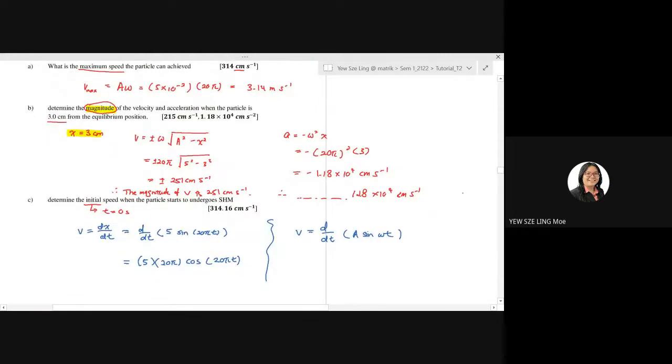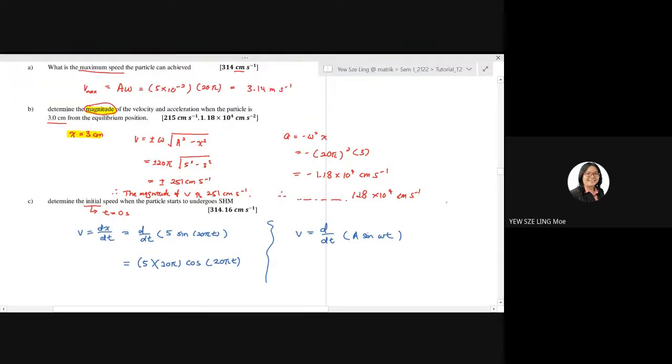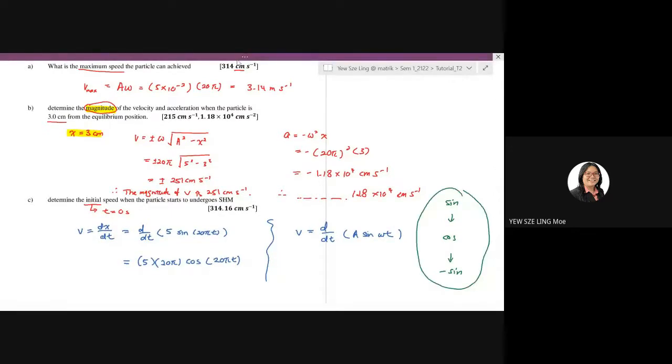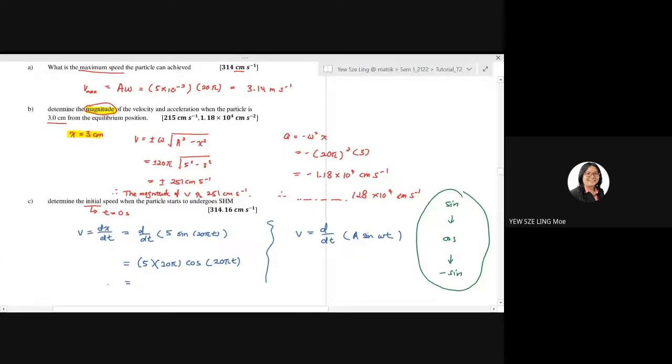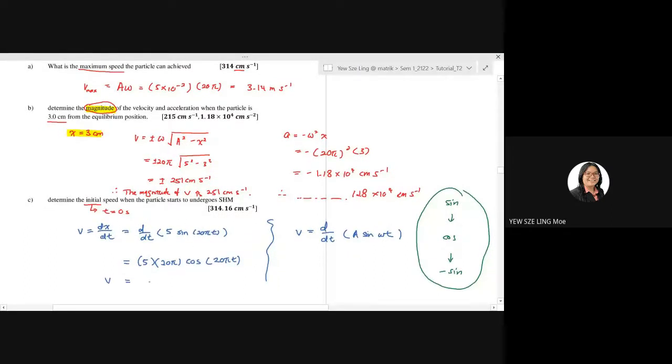Let us do a quick revision. If you differentiate sine, you will get cos. You differentiate cos, you get negative sine. This is the thing that you need to remember because you need to do the differentiations in the exam. So now I differentiate sine, I get cos. The final equation for v is 5 times 20, I have 100 pi cos 20 pi t. So that is the equation for v.